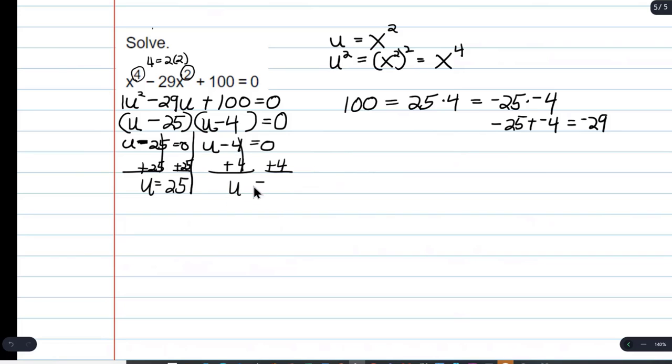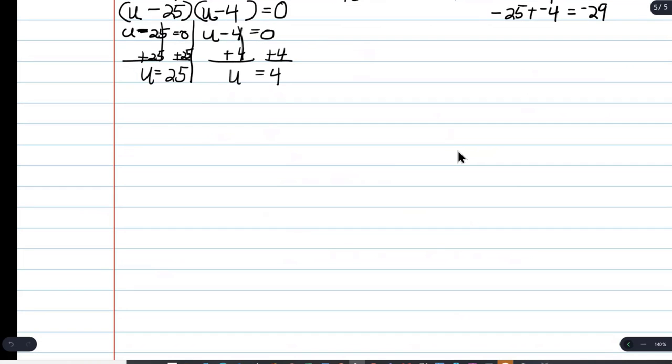U equals four. Now don't be tricked. You don't want to think you're done yet because you're not. U is not what you started with. You started with x, so you have to solve for x. U equals x squared. U is x squared. X squared equals 25.